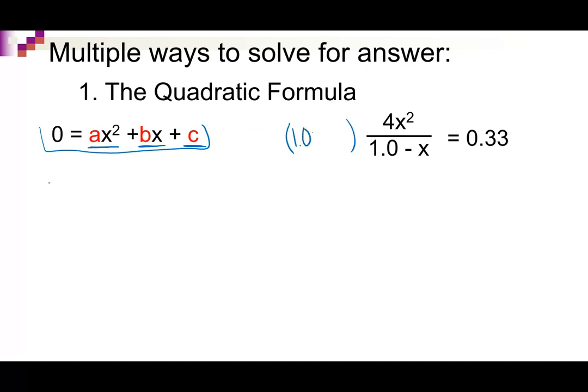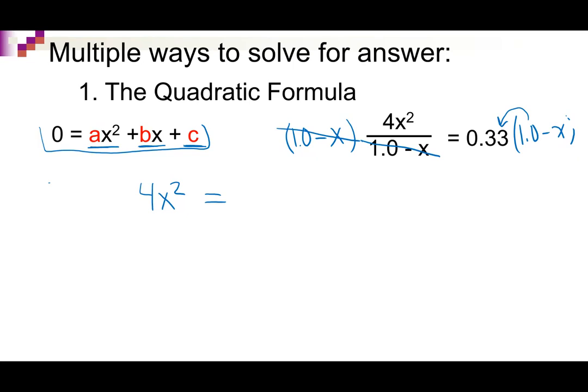So I'm going to multiply by 1.0 minus x. So that's on top, that's on bottom, that cancels. Whatever I do to the left side, I have to also do to the right side. Okay? So that leaves me with 4x squared. And now I need to distribute this through.